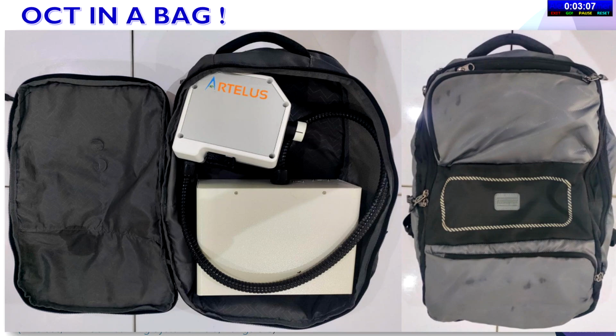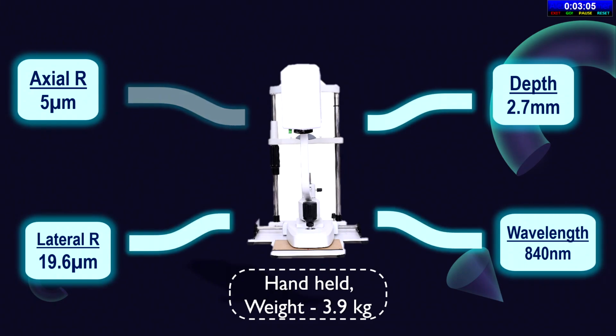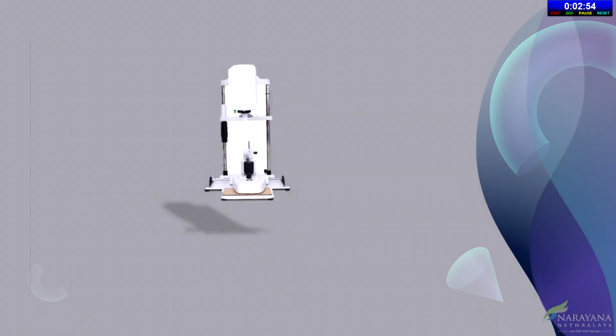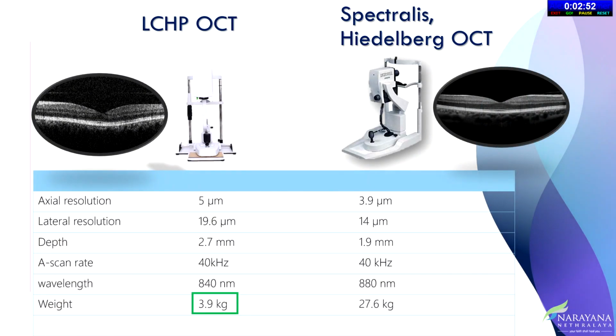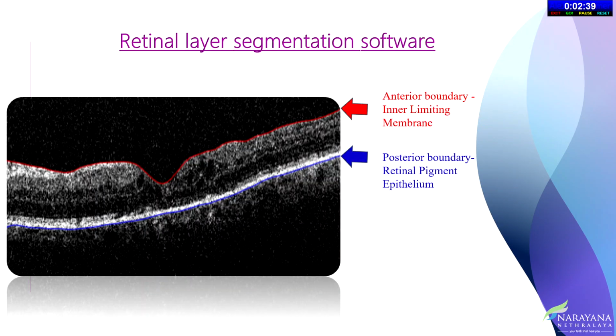It's only 3.9 kgs. Coming to the technical specifications, it has an axial resolution of 5 microns, a lateral resolution of 19 microns, depth of imaging of 2.7 millimeters, and a wavelength of 840 nanometers. This, as we can see, is comparable to the Spectralis Heidelberg, which is the standard SD-OCT that we use, and we used the same machine to validate our machine against. With all these specifications, it only weighs around 3.9 kgs. We also developed the retinal layer segmentation software along with it. What it does is delineate the retina from the ILM to the RPE.